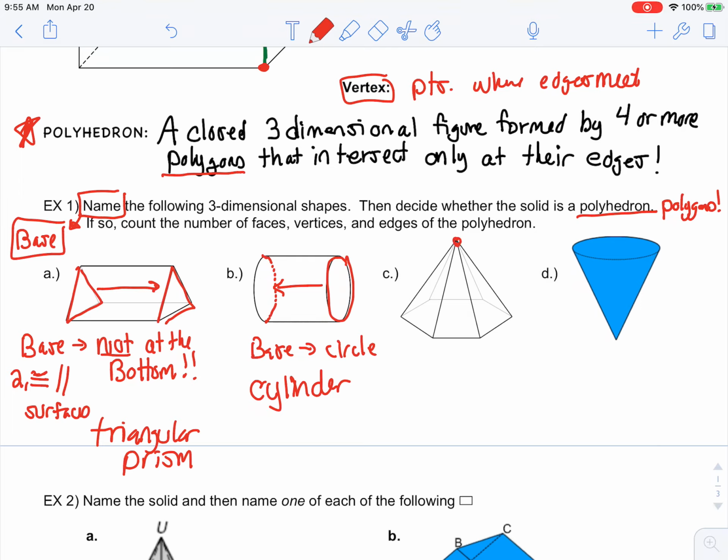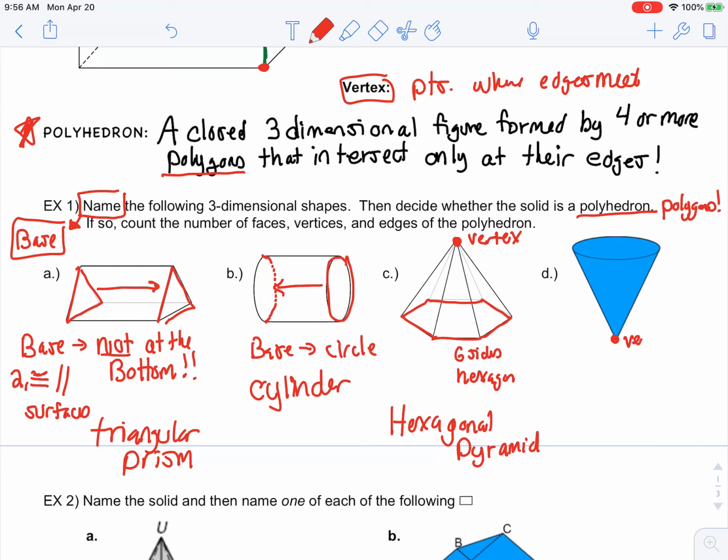Okay, when you look at this next one, you're going to notice that all of these sides come up to this point at the top. Anytime all of those faces meet at one point, we know right away that this is a pyramid. To name this pyramid, we're going to have to go down here and look at the base and count up the number of sides. So since this base has 6 sides, we would call this a hexagon. And so we would refer to this as a hexagonal pyramid.